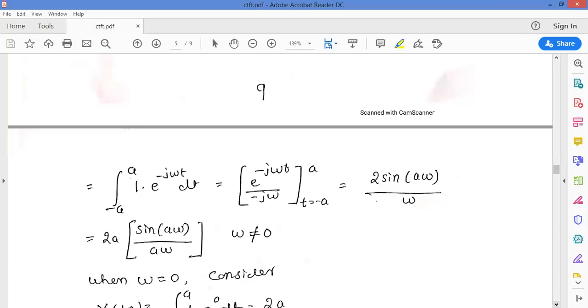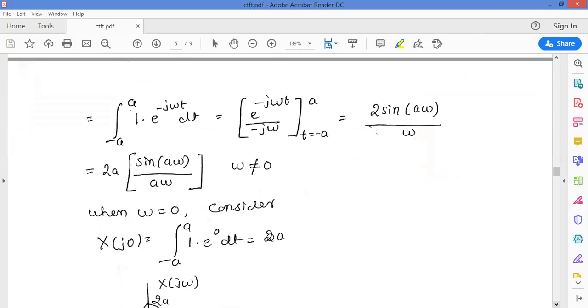So once you do this, what happens when omega is 0? When omega is 0, numerator also becomes 0, denominator also becomes 0. So this holds for omega not equal to 0. When it becomes 0, both of them will become 0 and we will not have a solution. Therefore, in the integral only, I'll substitute omega is equal to 0. When omega is equal to 0, I have the integral from minus a to plus a, 1 e power j 0.